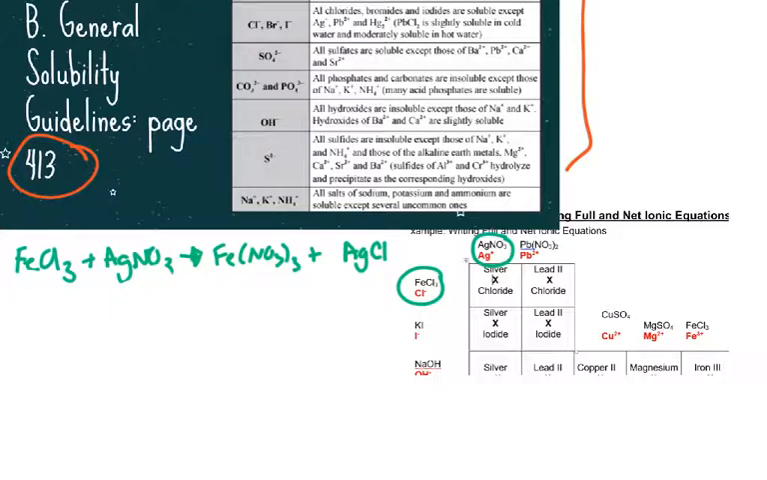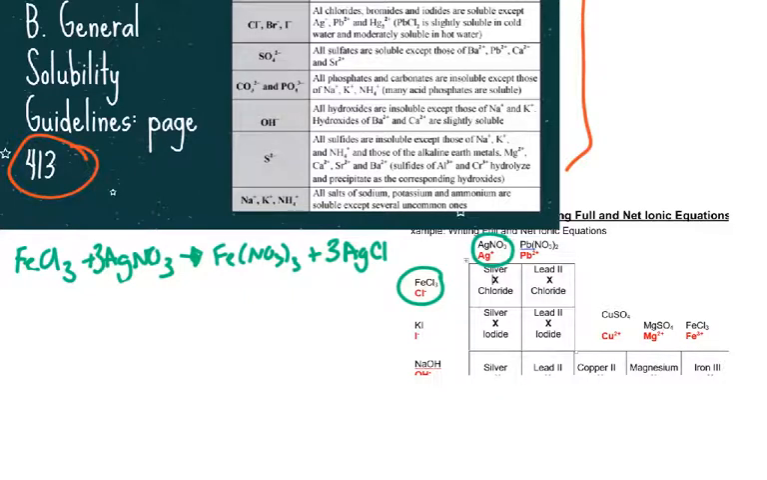So there's a couple things I need to do before I can start the full and net ionic equation, or at least see if it's possible. So first thing I need to do is balance this appropriately. So 1 iron, 1 iron, I have 3 chlorine on that side, which means I need a 3 over here. That gave me 3 silver, and 3 nitrate and 3 nitrate. So with those 2 3s, I'm balanced.